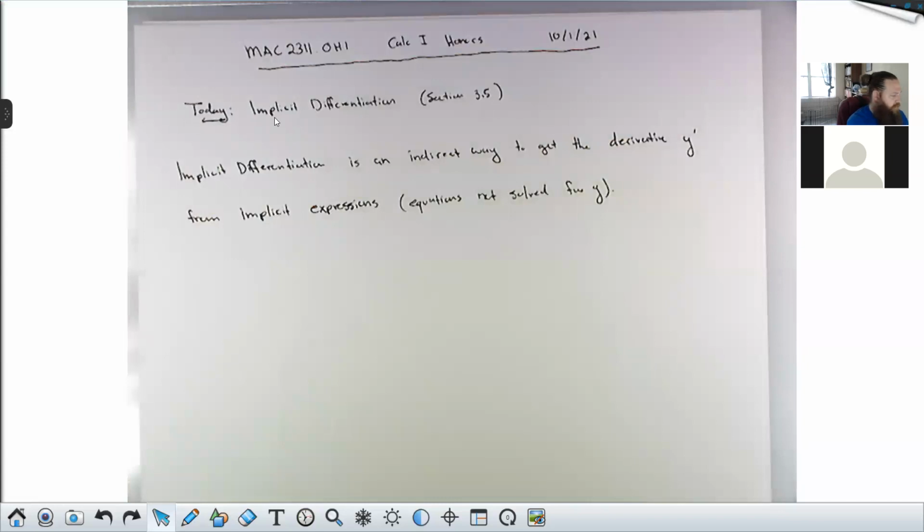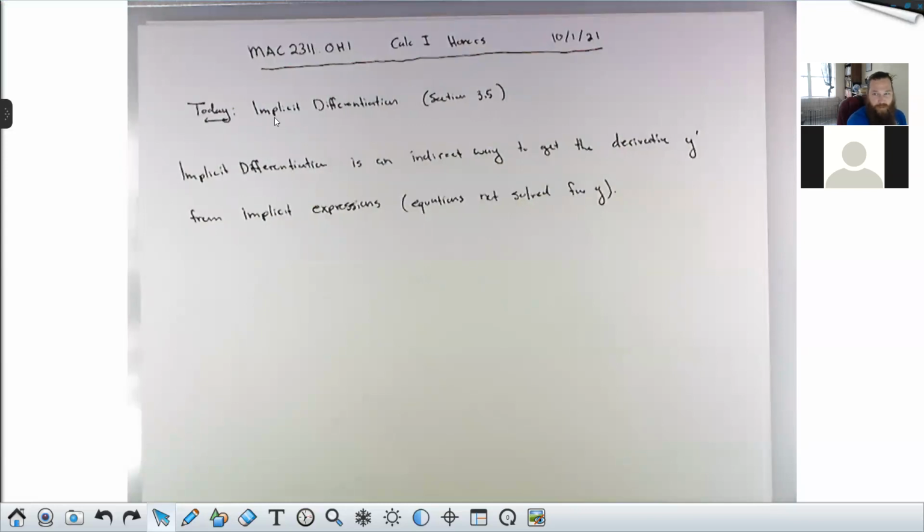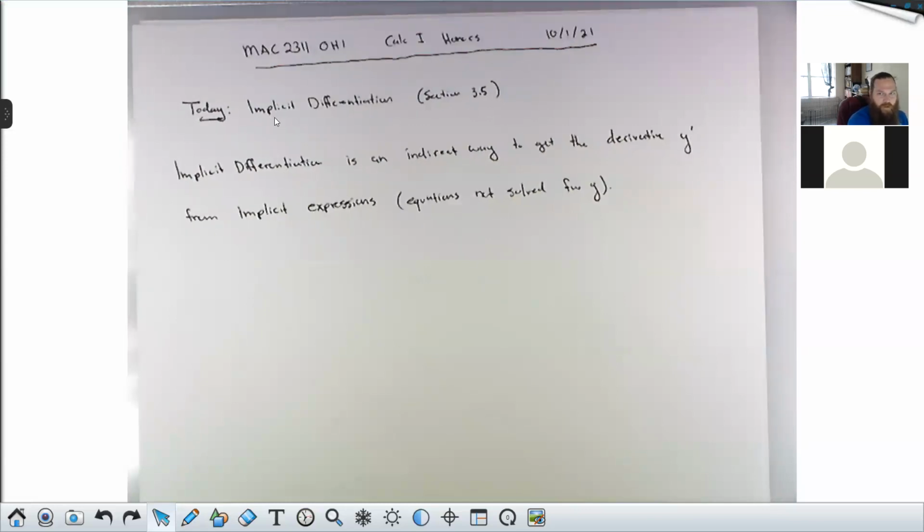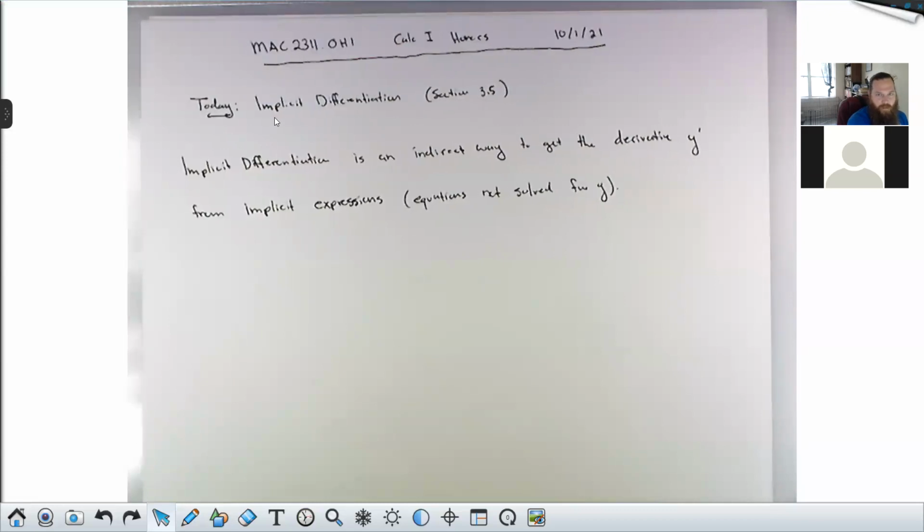So I want to show you an example of an implicit expression and compare it to an explicit expression, and then we'll look at how to do implicit differentiation. And we'll see that it yields the same answer that you would get if you differentiated explicitly. But sometimes you can't differentiate explicitly. Sometimes you have an equation where you cannot solve for y. It's not possible. So you need to use implicit differentiation. This will be especially useful for cooking up derivatives of things like inverse trig functions.